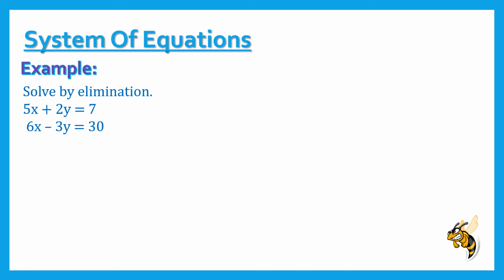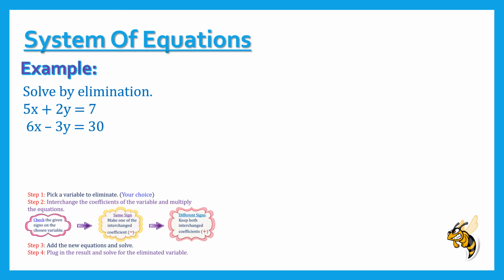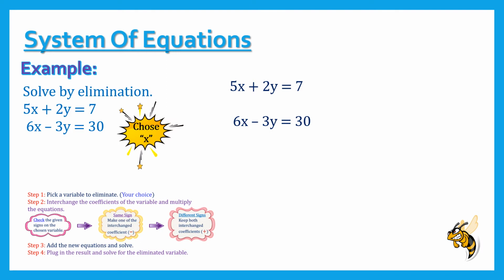Example. Solve by elimination. 5x plus 2y is equal to 7. 6x minus 3y is equal to 30. Let's remind ourselves of the steps. In this case, I'm going to choose to eliminate the x. So the only thing that is important to me is the coefficient on the x, which will be the 5 and the 6. I'm going to take a good look at those two coefficients, and I notice that both of them are positive, so they are the same sign.